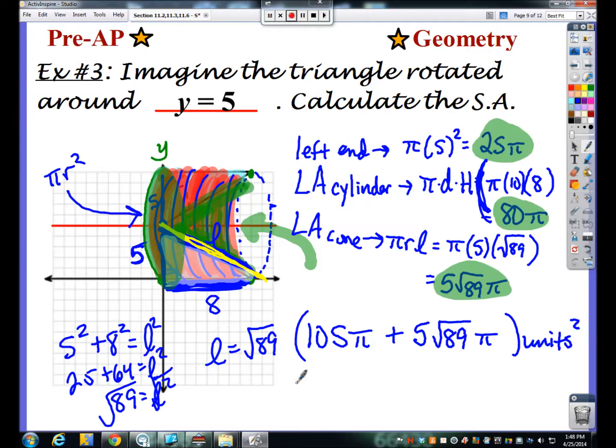Or if you wanted to, we could factor the pi out of those two numbers and write our answer like this in terms of pi. That it's 105 plus 5 root 89, quantity pi, units squared. Wasn't that a fun one? That was so much fun.